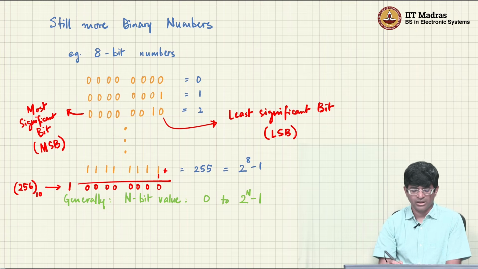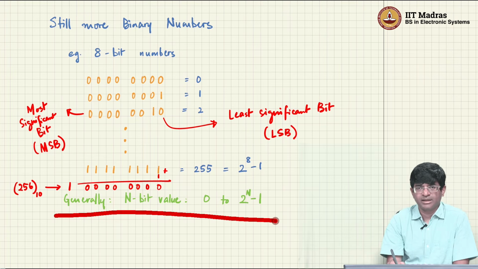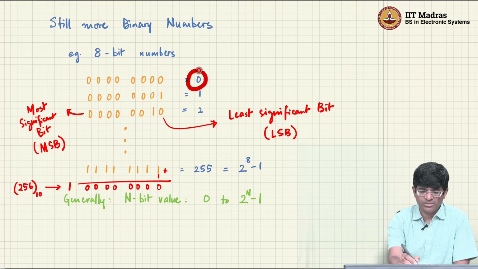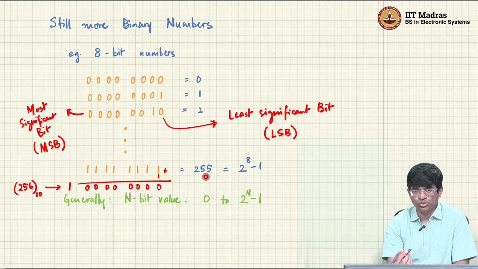In general, an n-bit value can take decimal values all the way from 0 up to 2 to the power of n minus 1, in this case 2 power 8 or 256 minus 1, which is 255. That's always true. If I had something else, let's say a 16-bit number, I would go from 0 up to 2 power 16 minus 1.